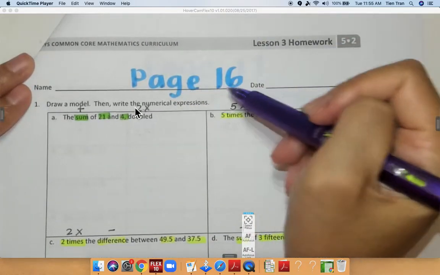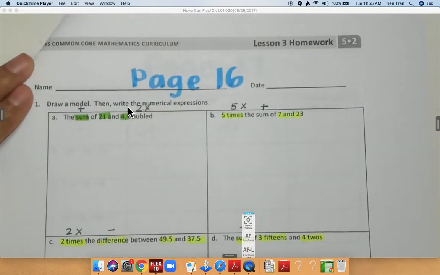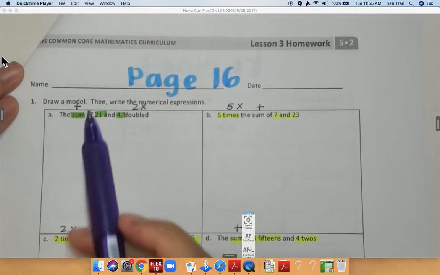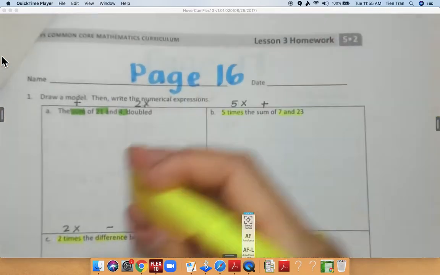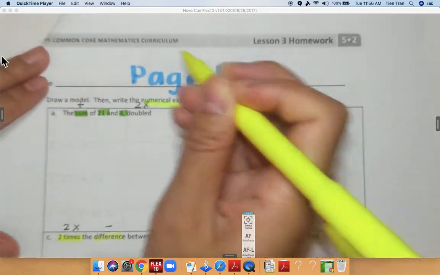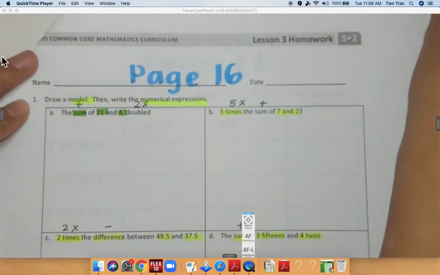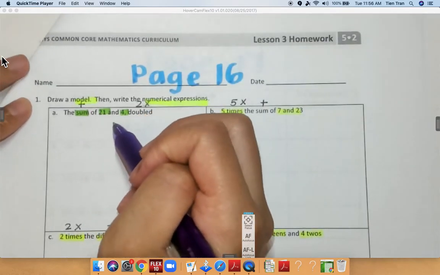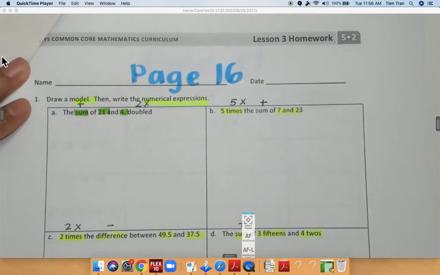We are on page 16, lesson 3 homework. What we're going to do is make sure that we answer the question. So the first question asks you to draw a model, then write the numerical expression. So make sure you are drawing a model. Right here it says the sum of 21 and 4 doubled, okay?